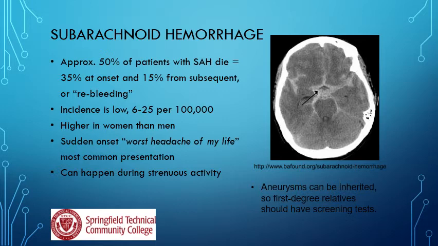Thank goodness the incidence is very low, 6 to 25 patients per 100,000, and the risk is higher in women than men. A patient that says, "I'm having a terrible headache, the worst headache of my life that just comes on," is the most common presentation, and it can happen during strenuous activity, during weightlifting, during sex. Patients that have strenuous exercise can rupture aneurysms because of that. They also can be inherited, so it's important that first-degree relatives ask for screening tests, and we'll talk about testing a little bit later.